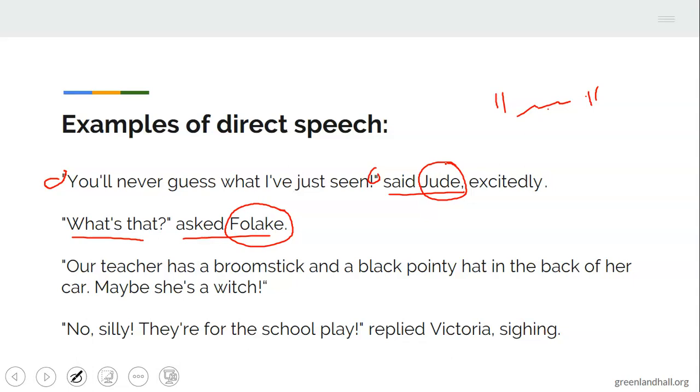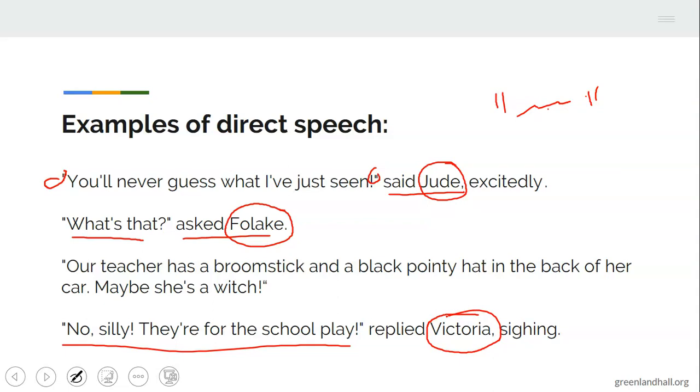Our teacher has a broomstick and a black pointy hat in the back of her car. Maybe she is a witch. All right. Now that's also a direct speech. No, silly. They are for the school play, replied Victoria, sighing. She sighed and said, no, silly. They are for the school play. Now this is another direct speech here, and this is the original speaker here. These are examples of direct speech.